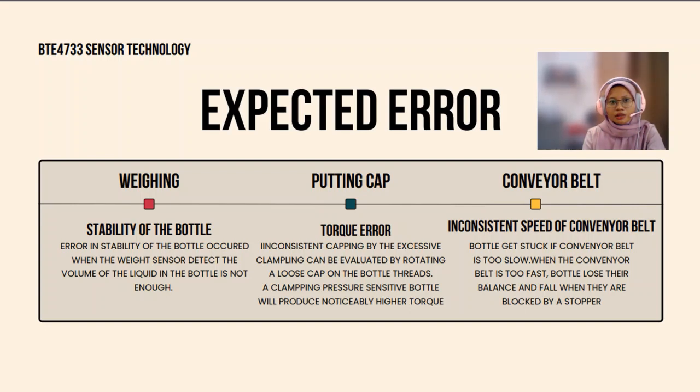In the conveyor belt, error happens because the speed of the conveyor belt is inconsistent. When the conveyor belt speed is too slow, the bottle gets stuck at the first stopper. The flow is disrupted and the mover damages them. When the conveyor belt speed is too fast, bottles lose their balance and fall when they are blocked by a stopper, and if they continue, they are damaged by the mover.